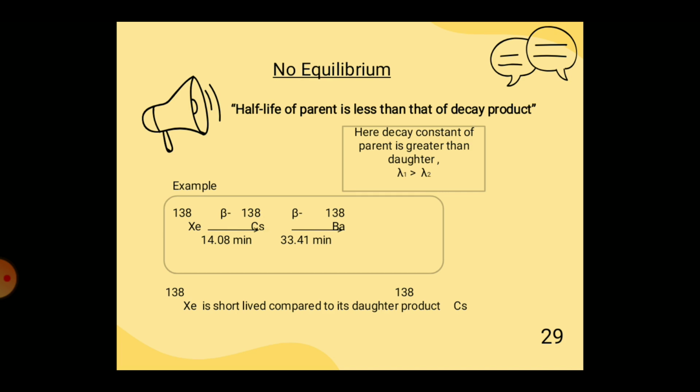Here we can see xenon with a mass of 138 undergoing disintegration to produce cesium with a mass of 138, and the process continues and the final product is barium with the same mass. Here we can see the half-life of the parent is 14.08 minutes and the half-life of the daughter is 33.41 minutes, which is clear: the half-life of the daughter is greater than the half-life of the parent. That is, xenon 138 is short-lived compared to its daughter product cesium 138.